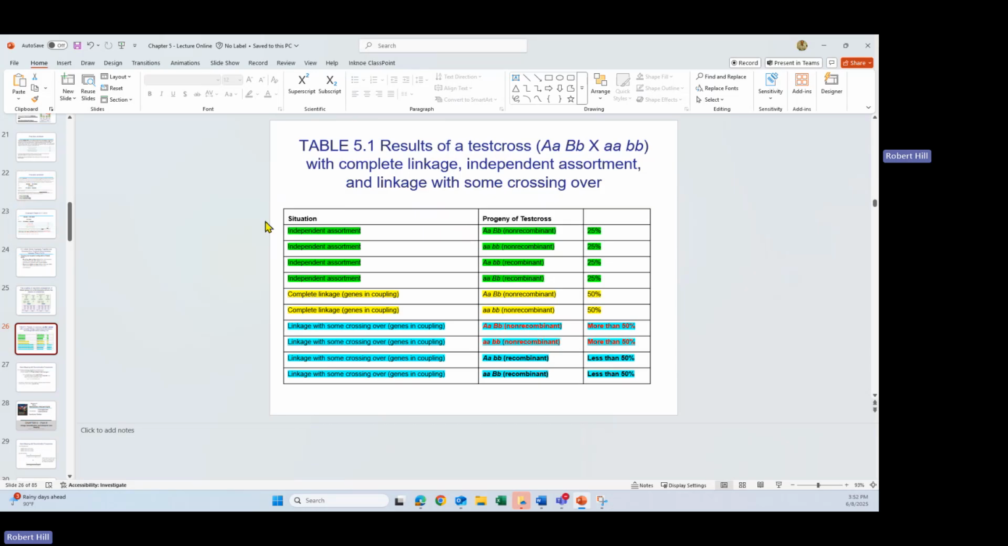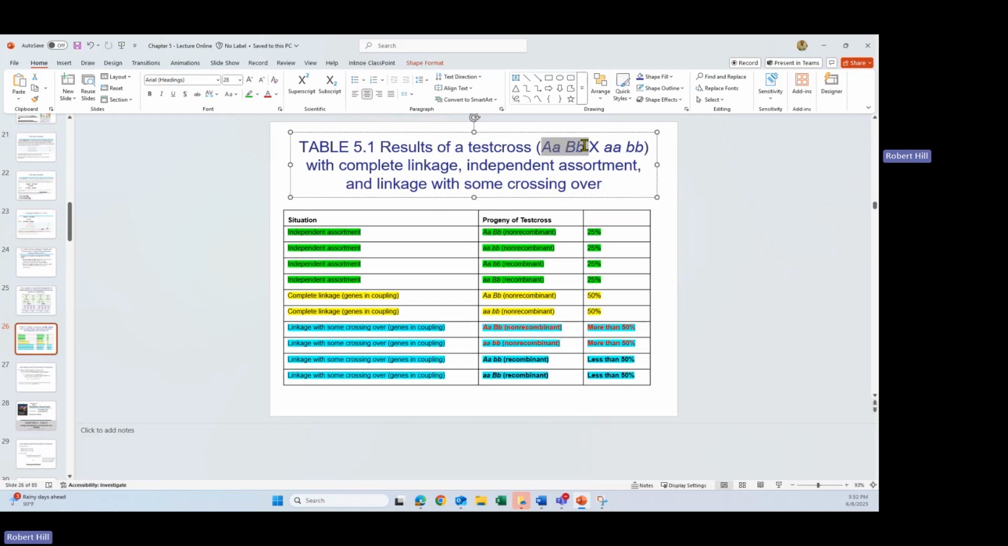So here we've got independent assortment, and we're doing a test cross, the heterozygote versus the homozygous recessive. What are the different results, the recombinant percentages, the frequencies in scenarios where you have complete linkage, no linkage, and linkage with some crossing over? Well, we know that if you have independent assortment, you're going to have 25% of each of the different ones, and you're going to have recombinants and non-recombinants.